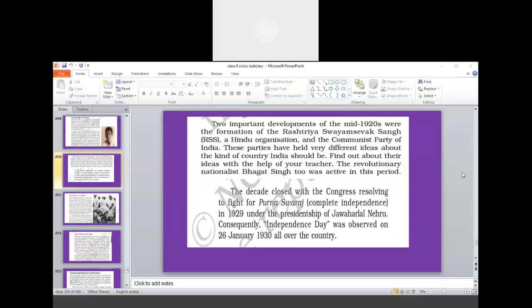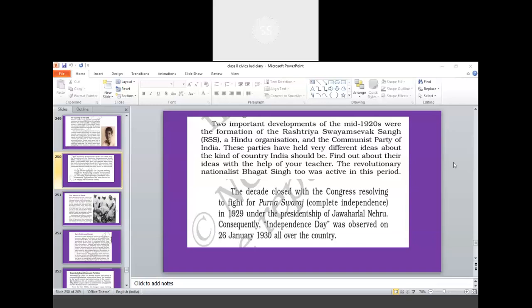In 1929, the Congress session was held at Lahore. Session is nothing but meetings. In the Lahore session of the Indian National Congress, the Indian National Congress took a decision of fighting for Purna Swaraj, or complete independence.